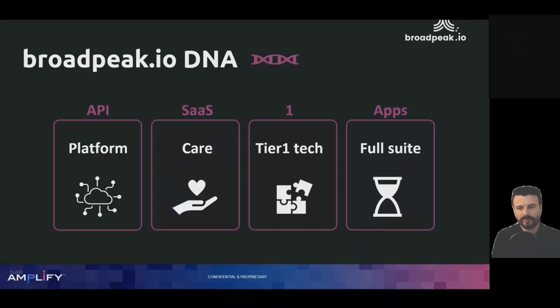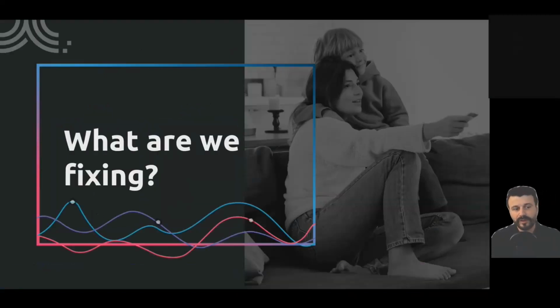Another characteristic of Broadpeak.io is a SaaS to access the most advanced streaming technologies used by the most important pay TV operators. So it's not really commodity technology such as encoding or transcoding or anything like that. It's really to address advanced streaming solutions. And finally, it's a suite of applications. You will see that Broadpeak addresses multiple use cases that we are going to discuss today. So let's dig a little bit into what we are fixing.